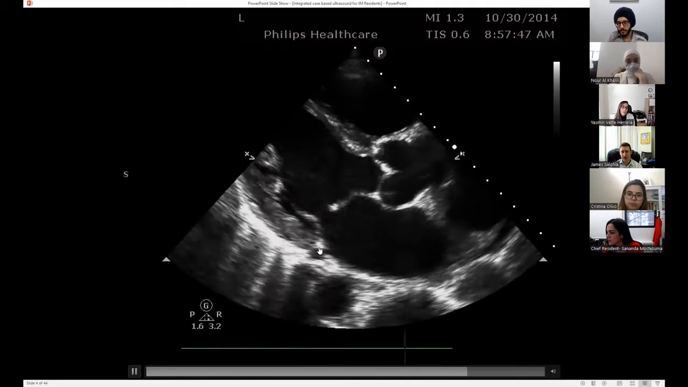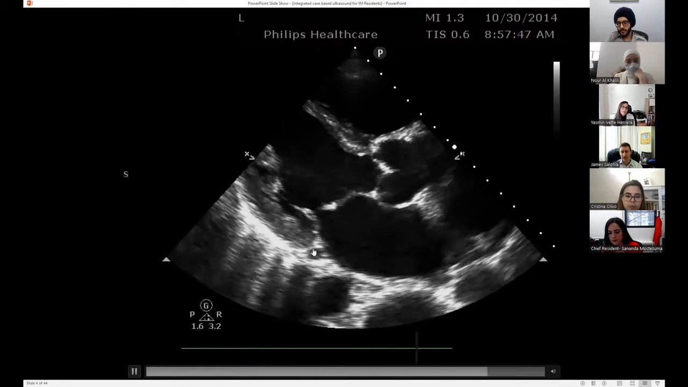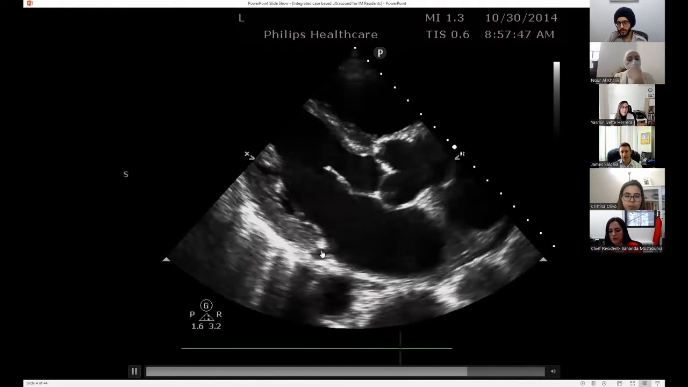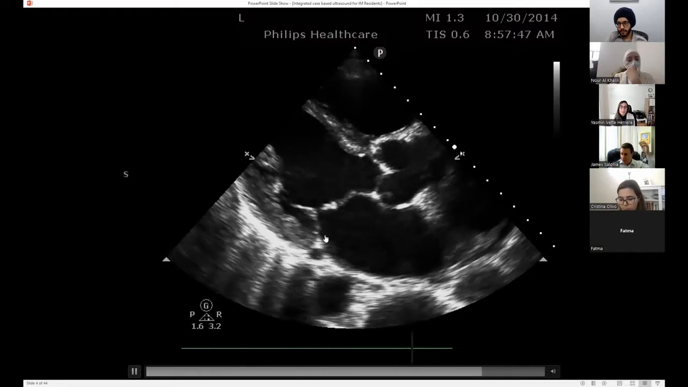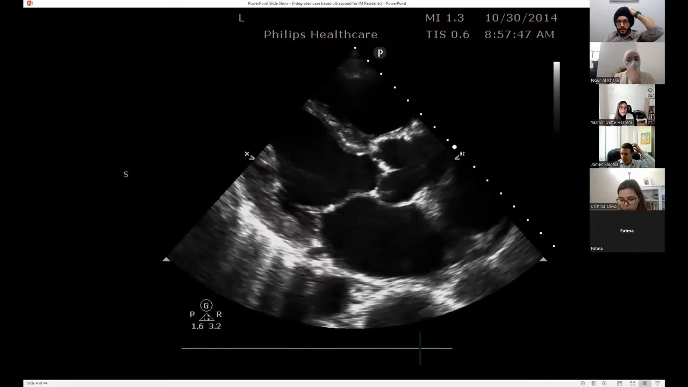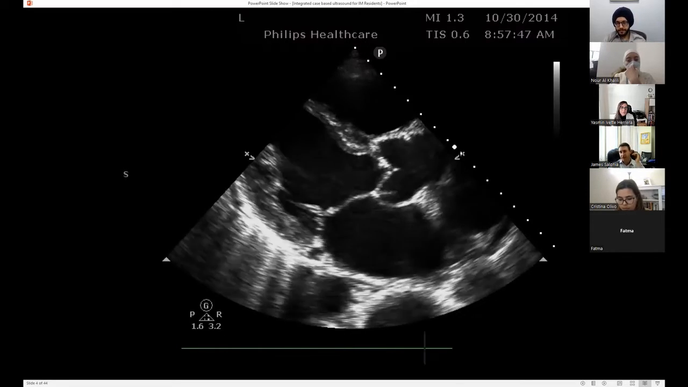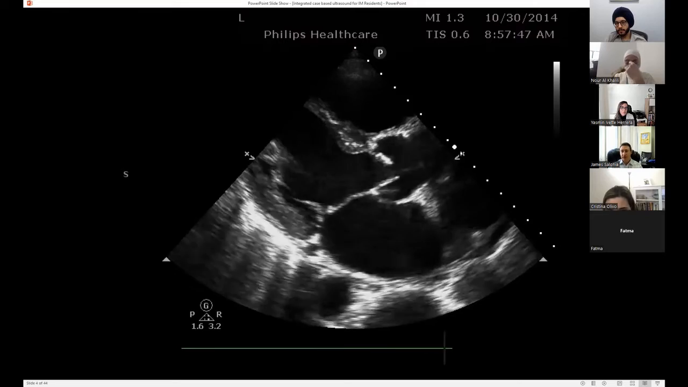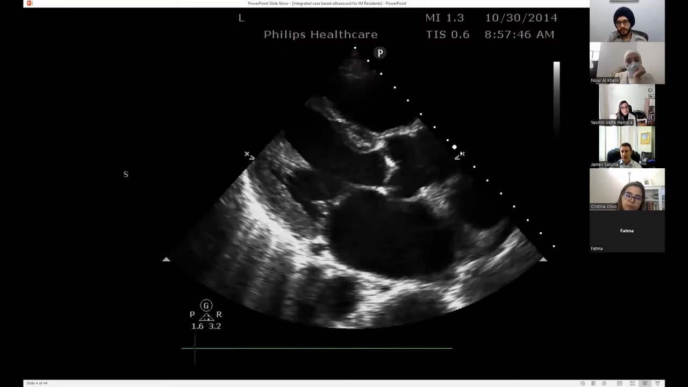What's this right here? It's a coronary sinus? Yes, it's excellent, Fatima. It's the coronary sinus. Good. It's a little bit dilated here, right? The coronary sinus empties into the right side of the heart, into the right atrium. So tells you that maybe there's some increase in right-sided pressures.